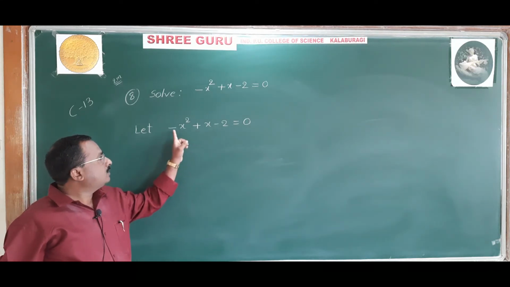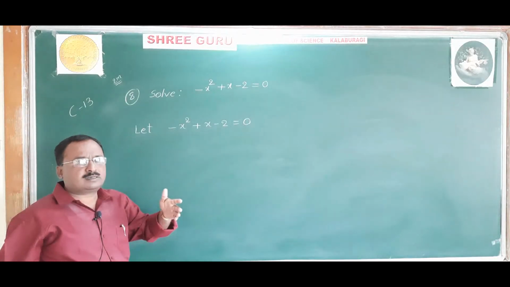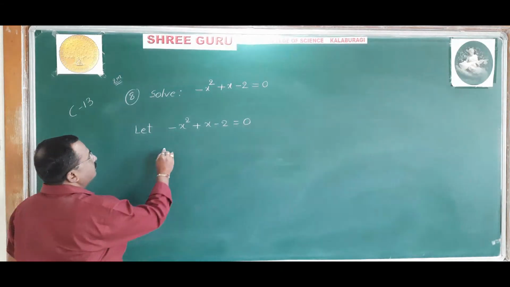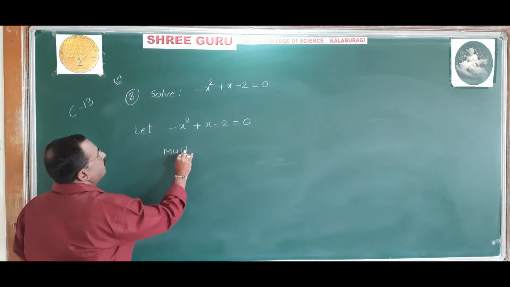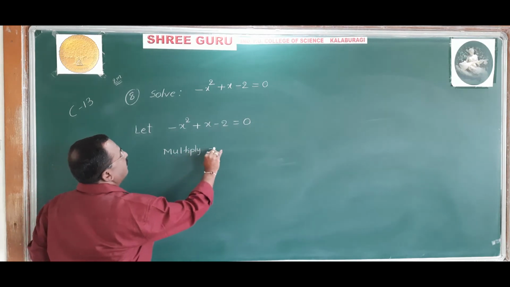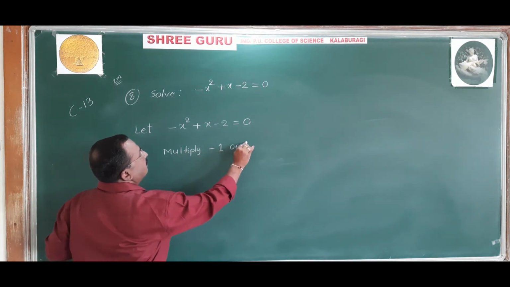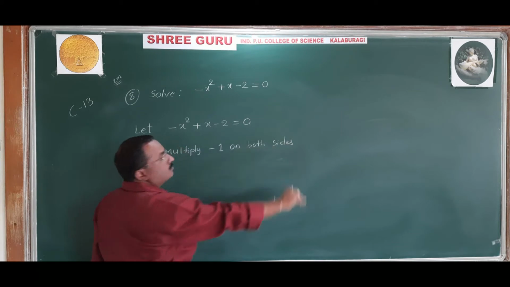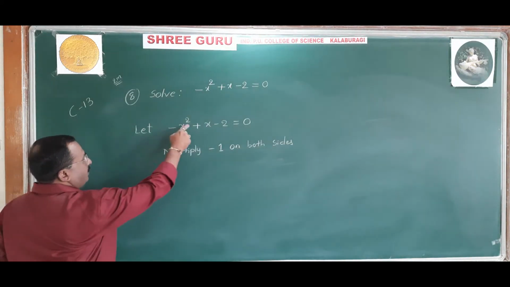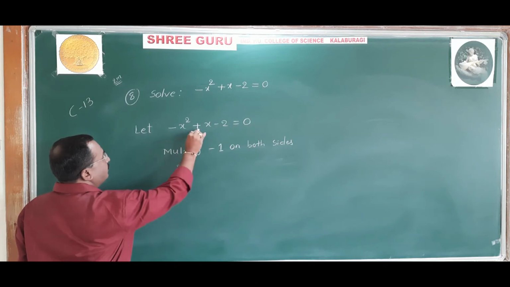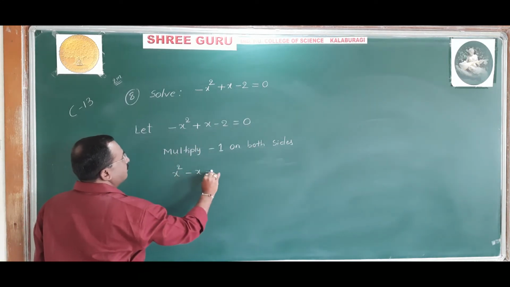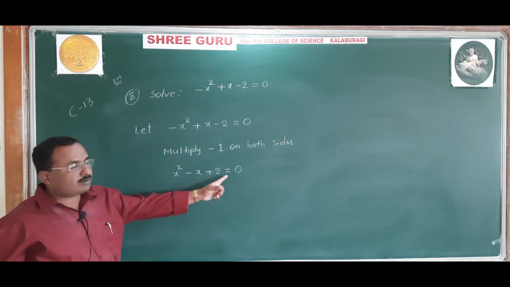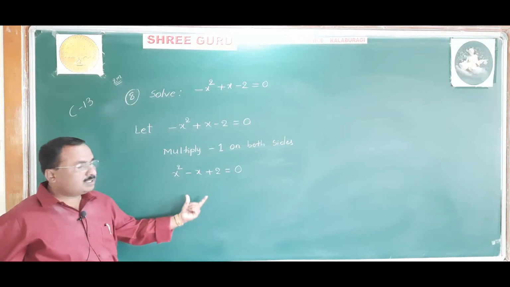In this quadratic equation, the a value is minus 1. To make it positive, multiply by minus 1 on both sides. Plus becomes minus, minus becomes plus. Here we get plus x square, minus x, plus 2 is equal to 0, since multiplying 0 by any number gives 0. This is a quadratic equation, then solve.